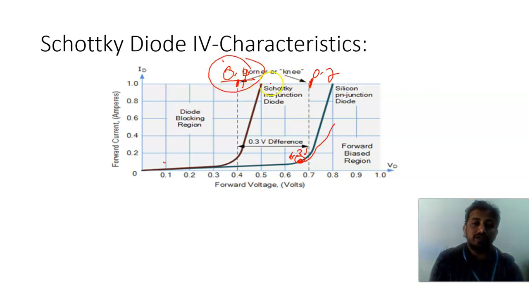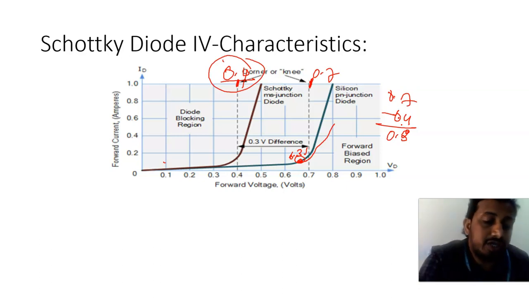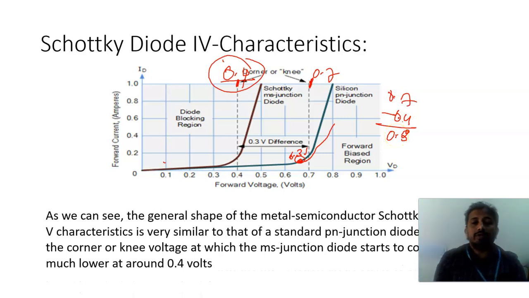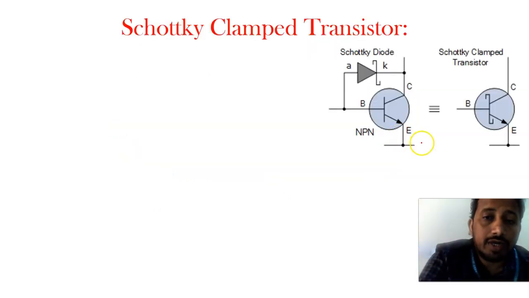So when you take the difference between these two, 0.7 minus 0.4, you would have a difference of 0.3. This is the variation in the characteristic. So once we go for lower cut-in voltages, the switching is faster and very good. Now coming to the Schottky transistor.